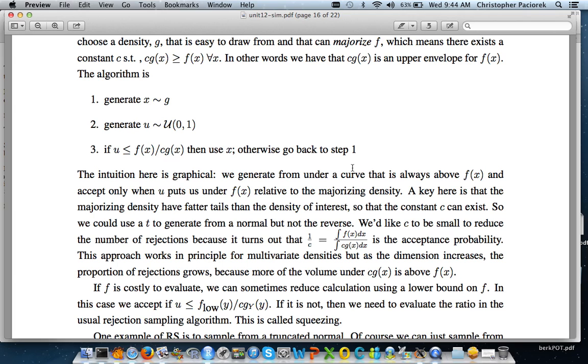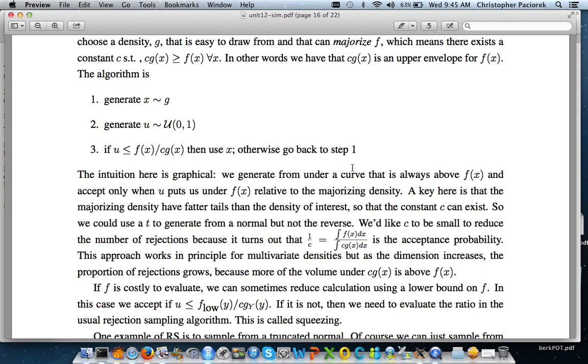As you would expect, what we'd like to have is an envelope that doesn't rise too far above f itself, because all of these points here are going to be wasted computation, and we're not going to be able to use them. It turns out that the acceptance probability is 1 over c, based on doing this little calculation here. So we'd like for c to be small. We'd like to not have to multiply g by a very large number in order to have c times g be above or equal to f everywhere.